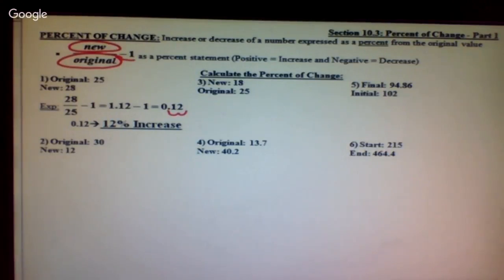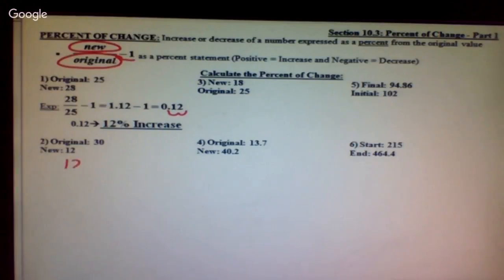So if you look at number 2, your original value is 30. Your new value is 12. Should this be an increase or decrease with your percent of change? Decrease. You would have originally paid $30. You're now only paying 12. So it's decreased. It's gone down.